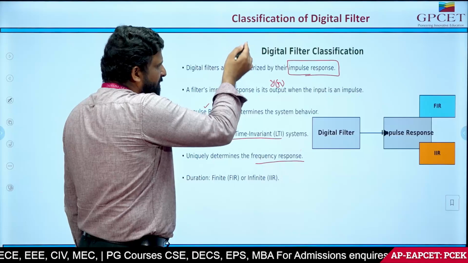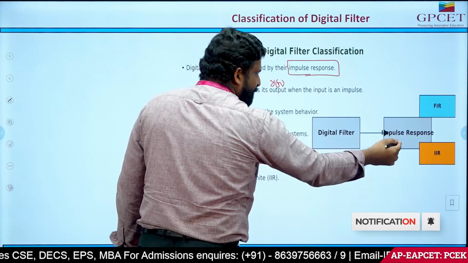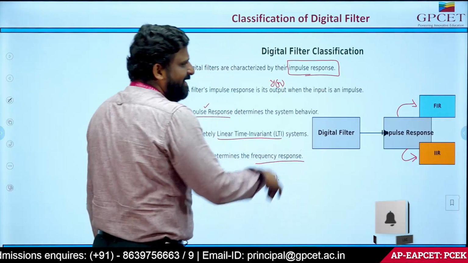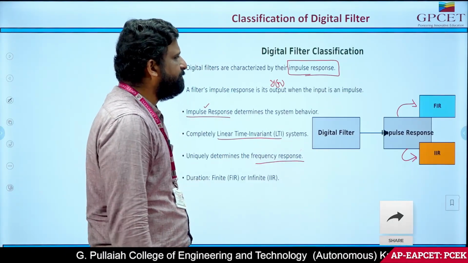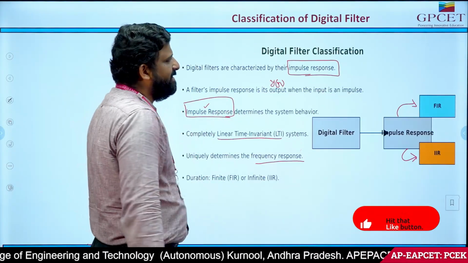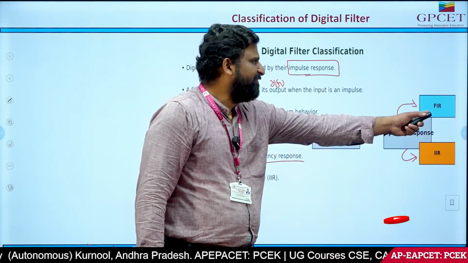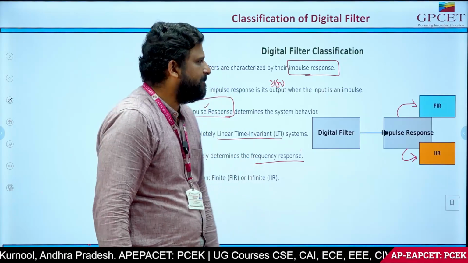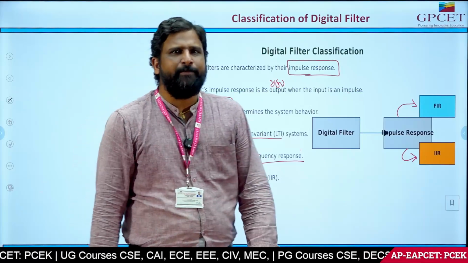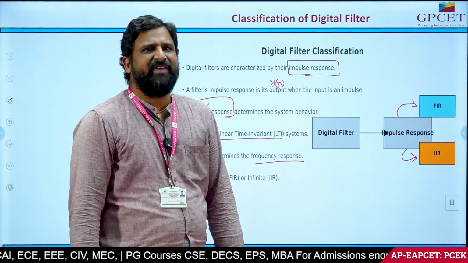Depending upon all these characteristics, digital filters, based on the impulse response, have been classified into two types: the FIR filter and the IIR filter. In the previous slide we saw the classification of digital filters based on the impulse response. FIR is finite impulse response and IIR is infinite impulse response. In this lecture, we are going to discuss what is meant by the FIR filter.